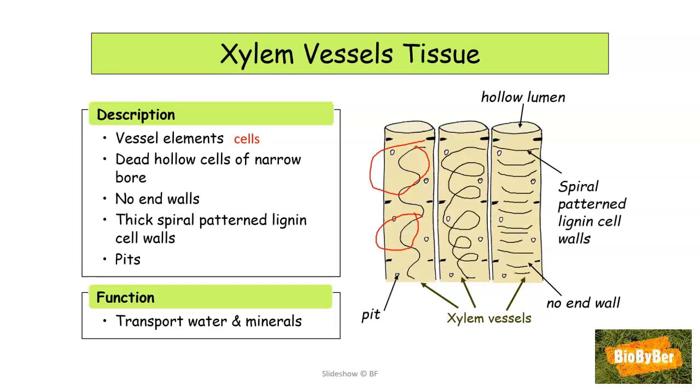So therefore we can see that xylem vessels exemplify the definition of a tissue because all the cells are similar, they have a similar structure, and they are adapted and work together to carry out the function of transporting water and minerals in a flowering plant.